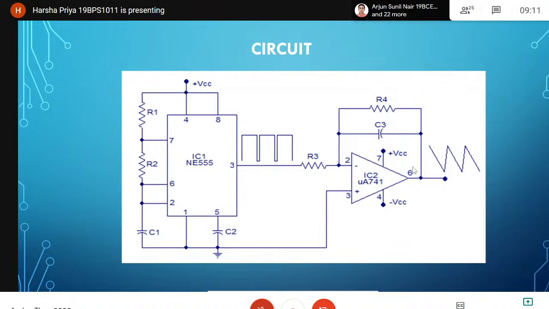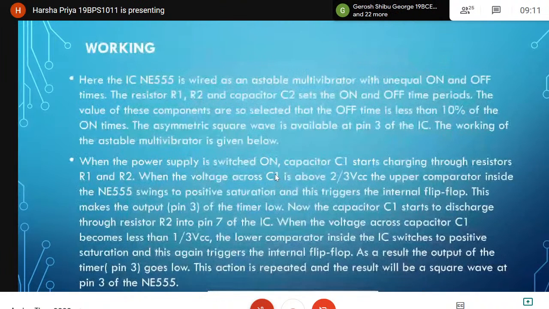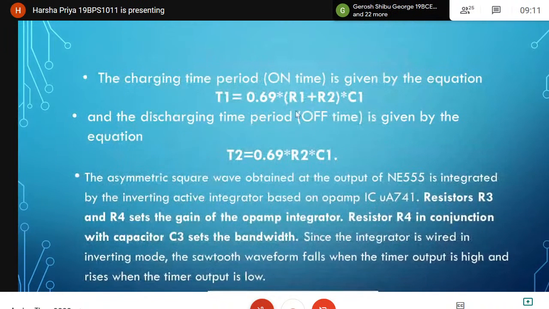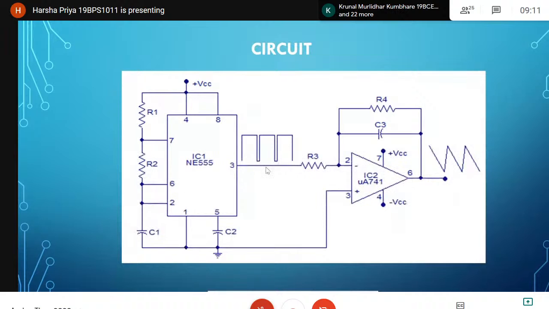Since the integrator is wired in inverting mode, the sawtooth waveform falls when the timing output is high and it rises when the timing output is low. Since the time is high, as you can see, the fall is for a greater time and the rise is for less time. The on time and the off time are determined by R1, R2 and C1 using this formula. As I already said, R1, R2 and C1 determine the rise time and the fall time. So as we give the values for this, we will get the corresponding graphs for the corresponding square wave and sawtooth wave.